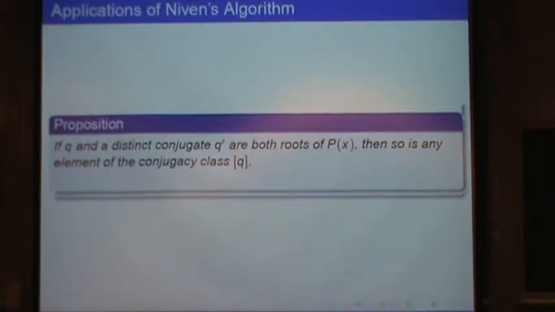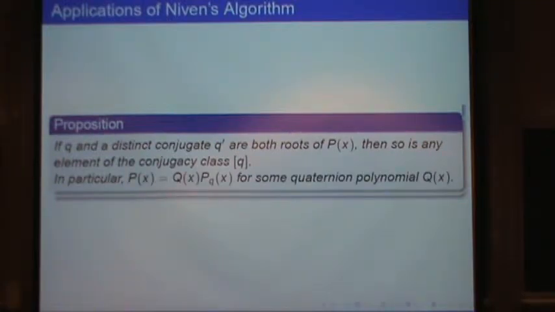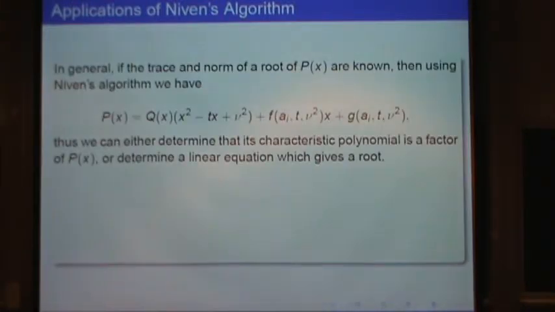and a distinct conjugate, q prime, are both roots of a given quaternion polynomial, then in fact the entire sphere is a root, which is interesting. So this means the characteristic polynomial is a factor of p of x. Applications of Niven's algorithm. In general, if the trace and norm of a root of p of x are known, then you divide it by the characteristic polynomial.